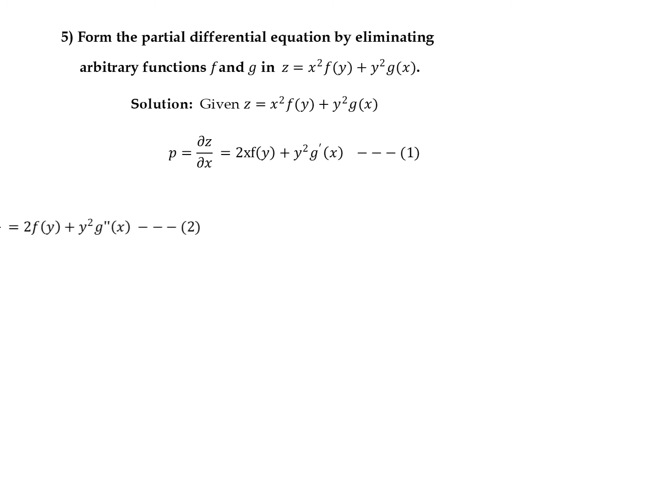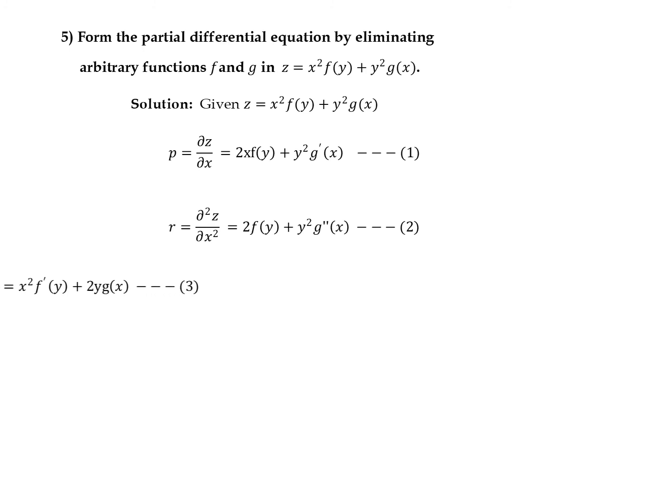Next, differentiating this again with respect to x, we go to the second order partial derivative, that is dou squared z by dou x squared, which is equal to 2 into f of y, which is going to be constant because we are doing with respect to x, and that x when we differentiate we get 1, plus the second term, y squared, is constant into g dash of x. When we differentiate we get g double dash of x.